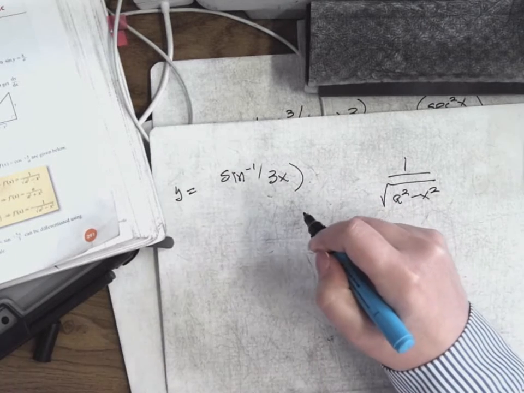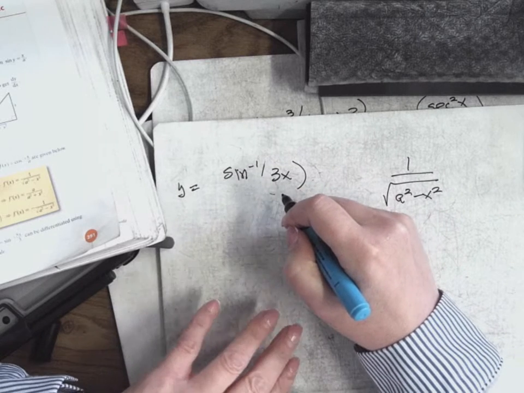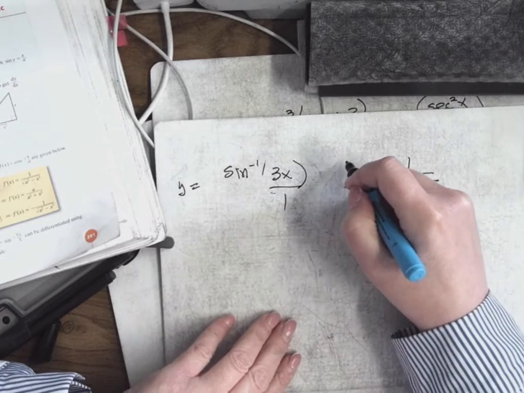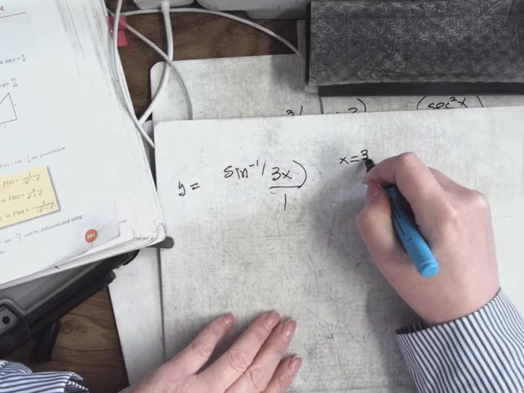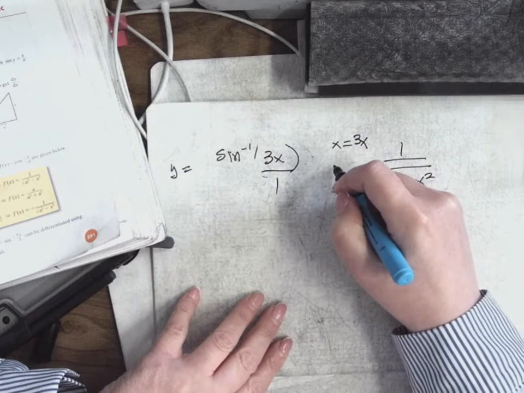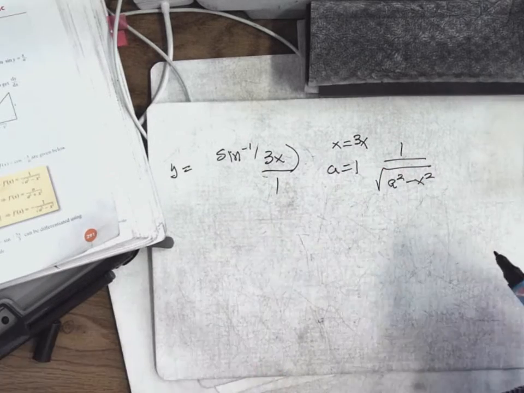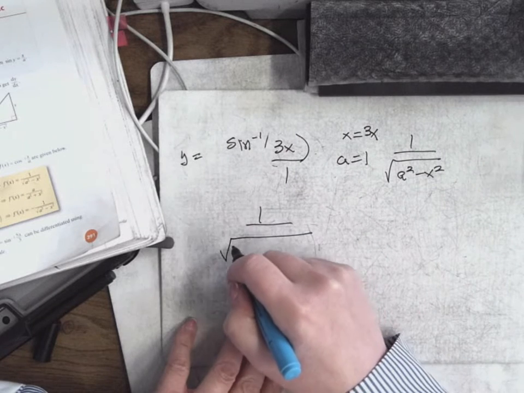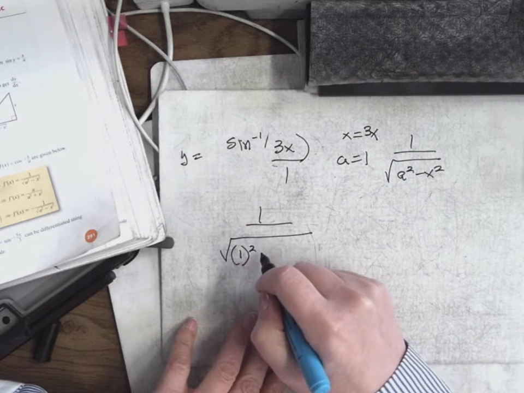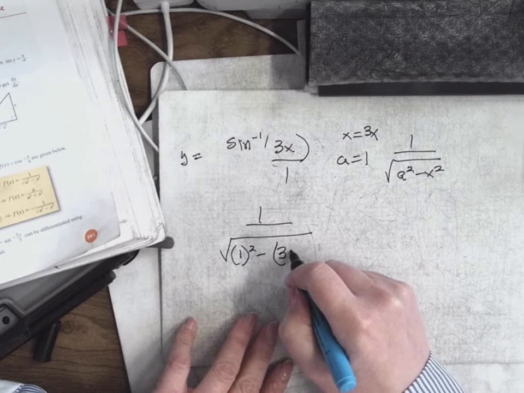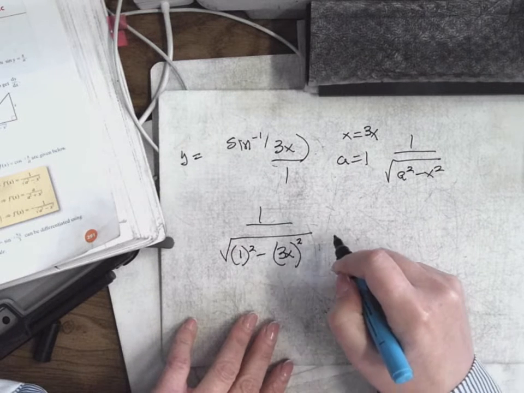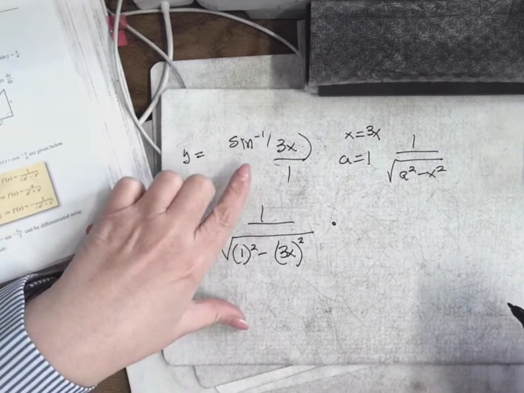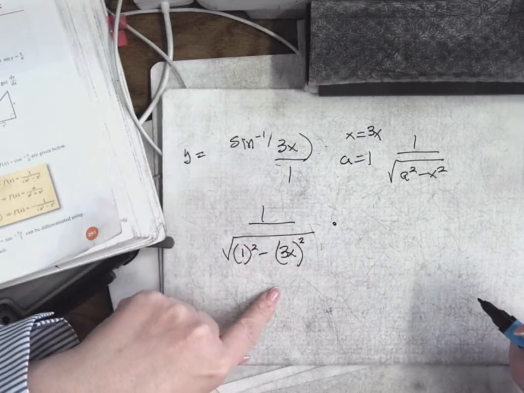So you write the angle as x over a, so make it a fraction, okay? So x is 3x, so everywhere I see an x I'm putting in a 3x, everywhere I see an a I'm putting in a 1. Is that okay? So fill in this, so you get 1 all over the square root of a squared, which is 1 squared, minus x squared, which is minus 3x squared, and then now you must differentiate the angle like before. So you've differentiated the inverse sine bit, and you get that.